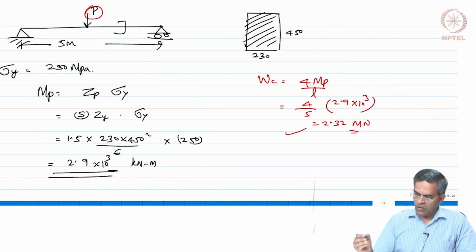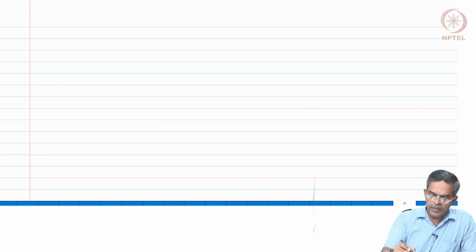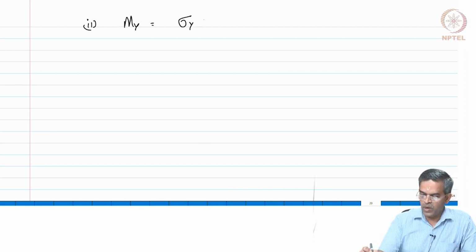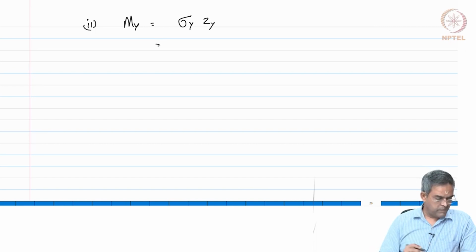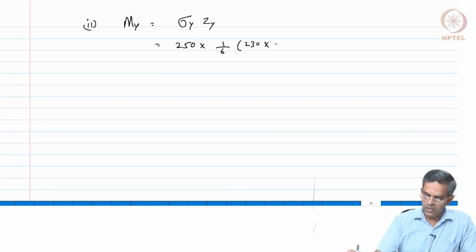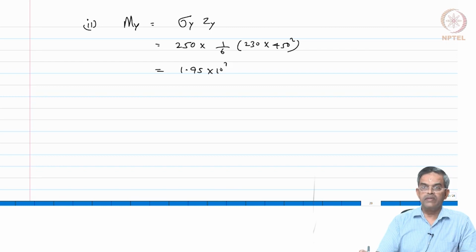Let us also find out what is the yield moment of this. So, step number 2, let us try to find out the yield moment, which will be sigma y into Zy, which will be 250 into 1 by 6 of 230 into 450 square, which will be 1.95 into 10 power 3 kilonewton meter.